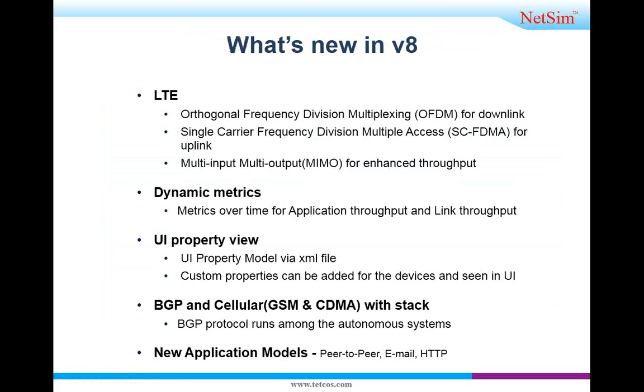Now, what's new in V8? This current version has some upgrades in LTE, like OFDM for downlink, SC-FDMA for uplink, and MIMO for enhanced throughput. Then there are dynamic metrics. In dynamic metrics, there is a UI property model that can be extended by XML files. Then there are custom properties where you can edit the properties of the devices through XML.